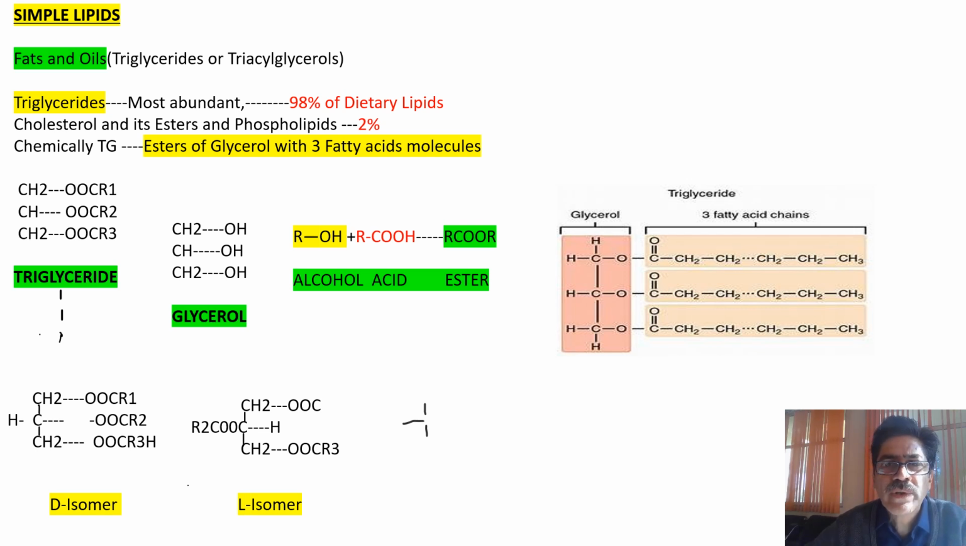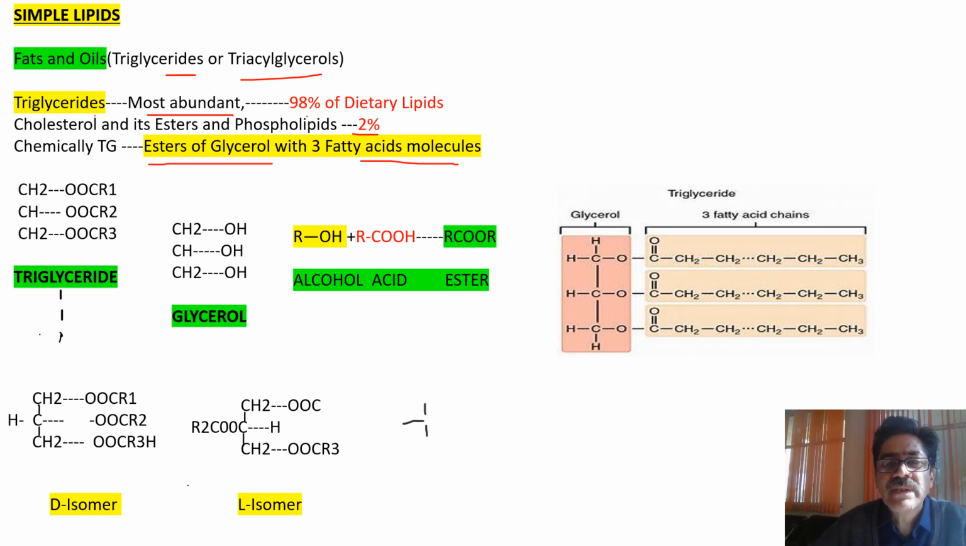Hello students, today we will be talking about simple lipids, that is fats and oils, or triglycerides or triacylglycerols. Let me remind you that triglycerides are the most abundant form of dietary lipids. They include 98% of dietary lipids and the rest of the 2% is composed of cholesterol and its esters and phospholipids. Now, chemically, triglycerides are esters of glycerol with three fatty acid molecules.